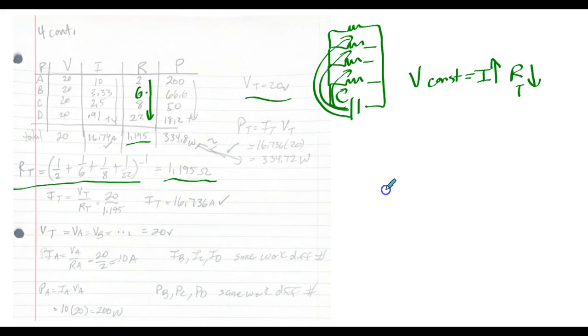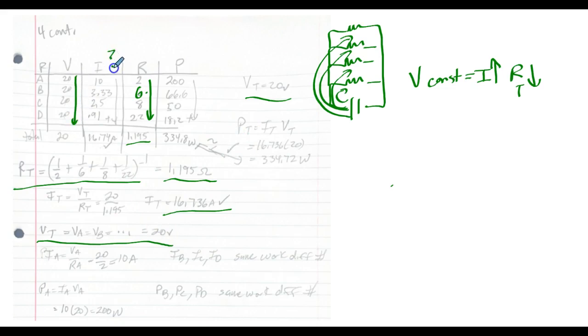From there, I just found the total current because I'm going to check it later. So I did 20 divided by that resistance value. I got 16.736. The rule for voltages in parallel is that they're all the same. So again, each loop is adding and dropping 20 volts. So they're all 20 volts here. So I filled in this column all the same.